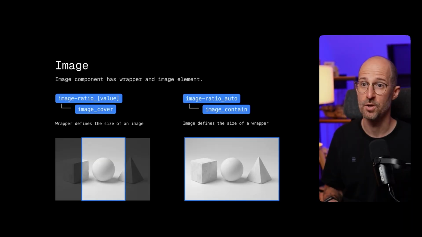In FlowKit, image is not just image tag, it also gets its own wrapper, which will set image ratio. So you could have image ratio auto or other ratios, and we will talk about this just in a second. But what is important to know is that on the image tag, you can set image cover or image contain. And this will define how the image behaves to its wrapper. So whether it fills the wrapper or the wrapper fills the image.